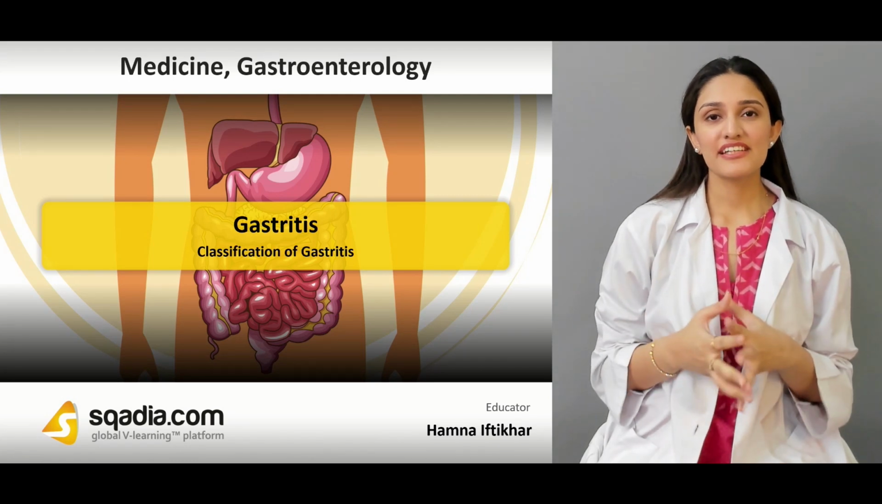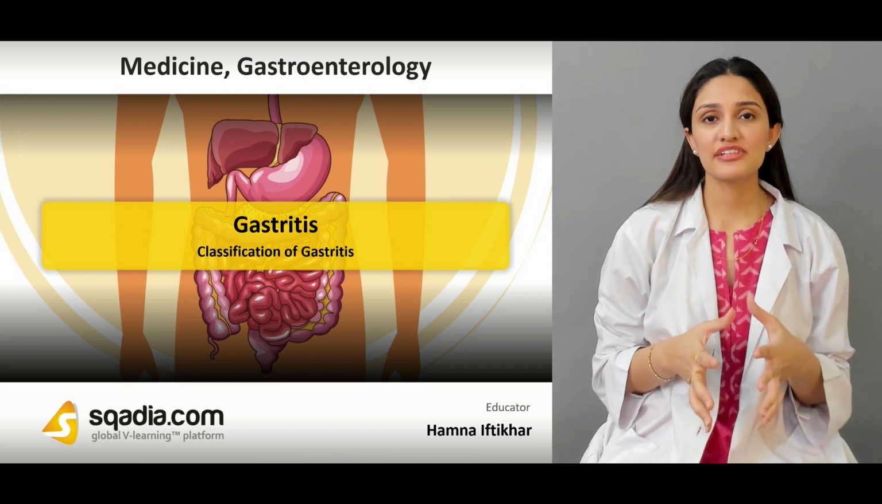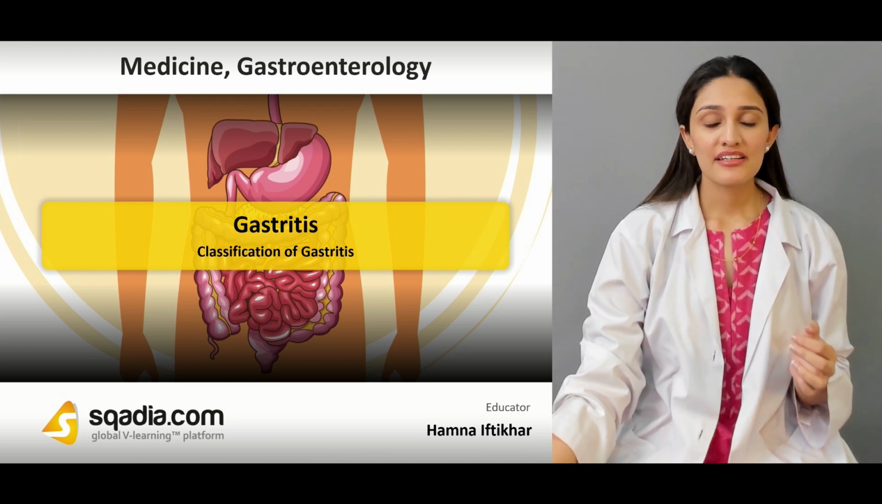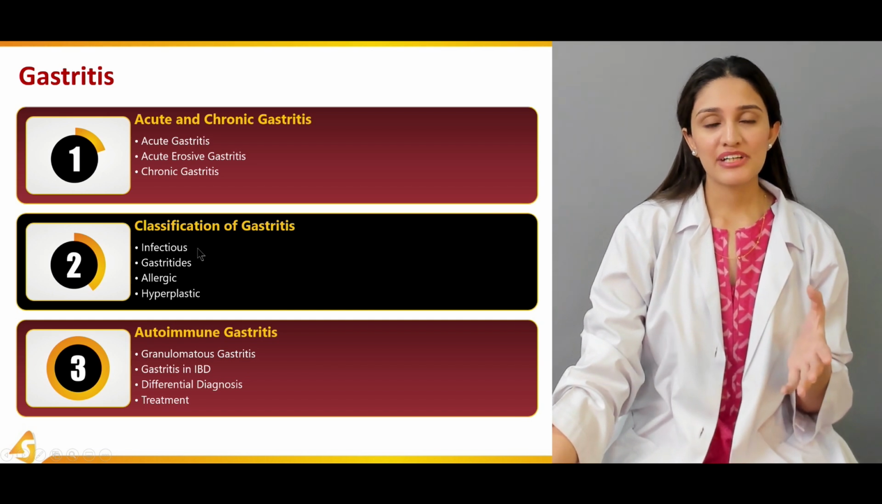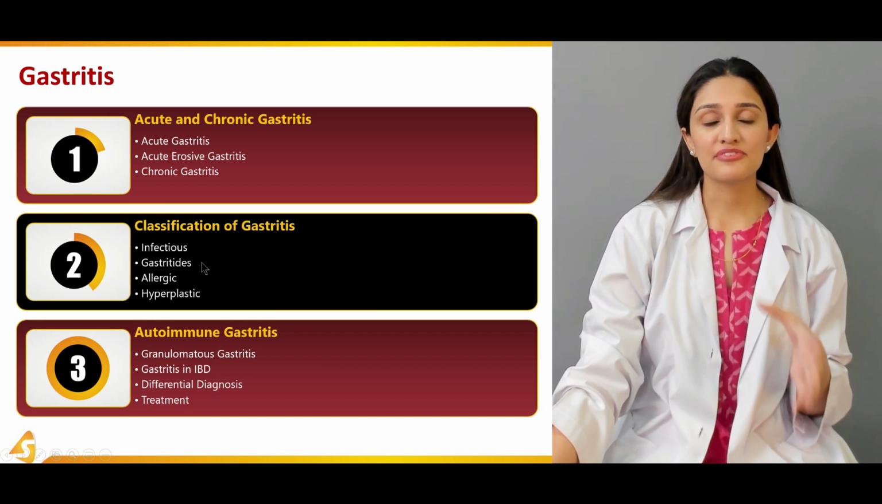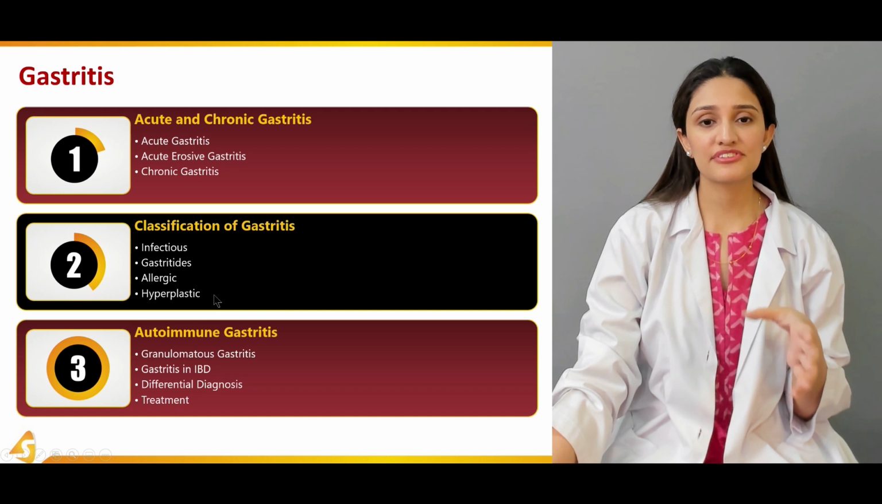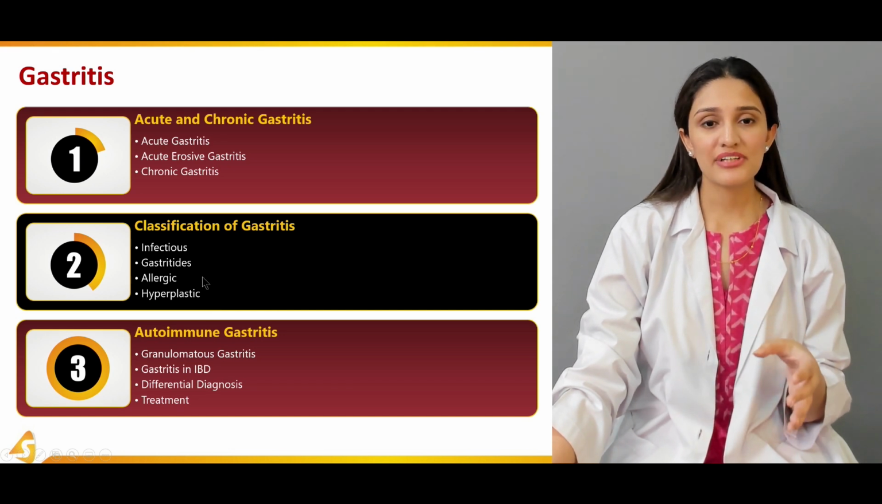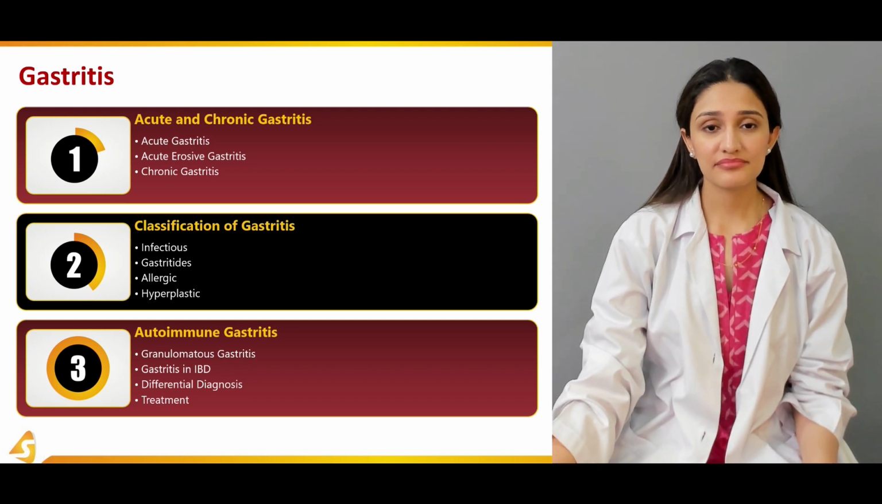So in this second section regarding gastritis, we'll be studying about the different types of classification of gastritis. In this section, we'll be studying about infectious gastritis, the different types of viral, fungal, bacterial infections, and then the distinctive types of gastritis, allergic gastritis, and the hyperplastic hypersecretory gastritis.